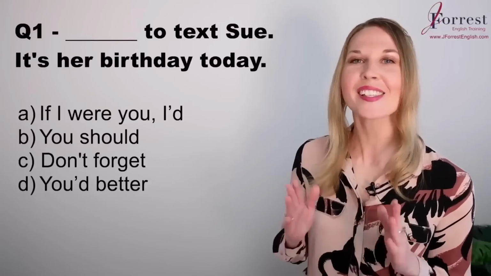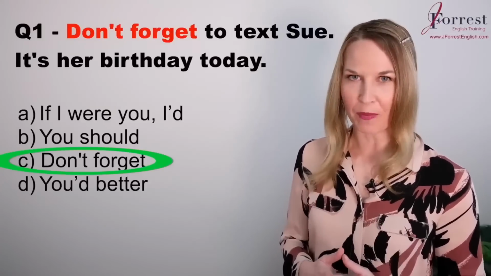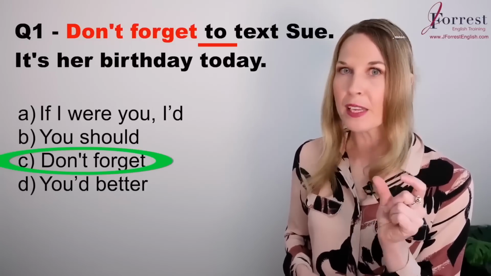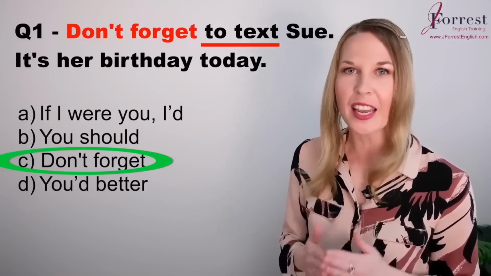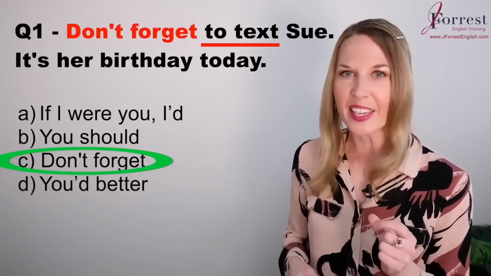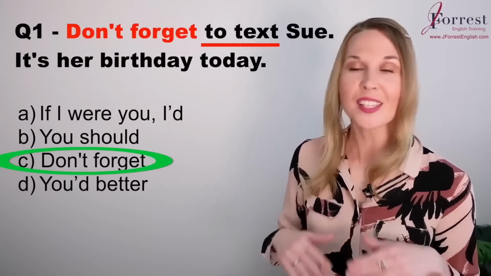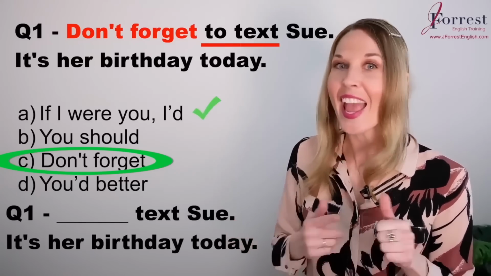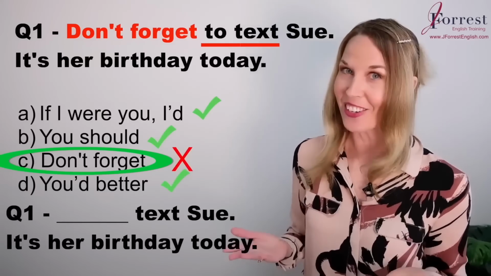The correct answer is C. Don't forget to text Sue. It's her birthday today. The key word in this question is to, which is the infinitive to text. Now, there's only one possible option in the choices below where you can have the infinitive, and that's C. Don't forget to text. Now, if this question didn't have to and it was just the base verb, well, then A, B, and D would be correct and C would be incorrect.